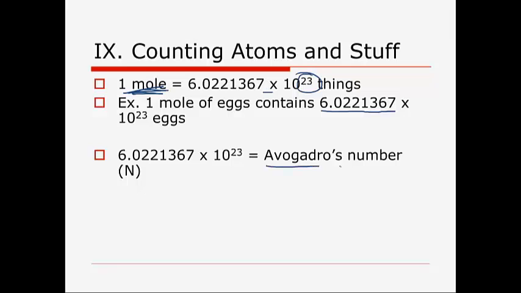Okay. Now, this number is known as Avogadro's number. He was a scientist who came up with some ideas. He wasn't the one who actually determined this number, but it was named in his honor. Avogadro's number is given the symbol N. So if you ever see N in a formula, that means insert this number.